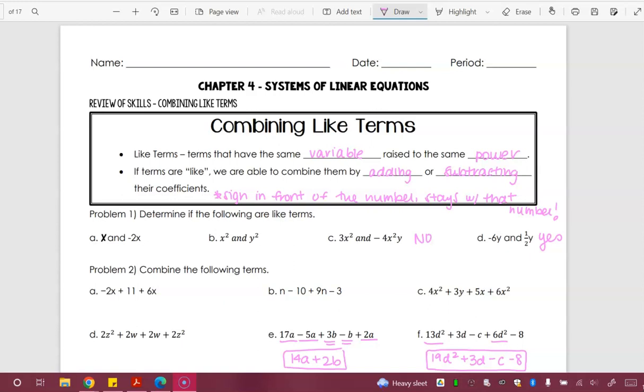Hey everyone, so we are starting chapter 4 now, and chapter 4 is all about systems of linear equations. Okay, so if you notice, we're going back to talking about linear equations. And before we get into chapter 4, before we get into section 4.1, there are quite a few skills that we need to review. And we're going to start this week with just review skills. Okay, so this isn't any new information.